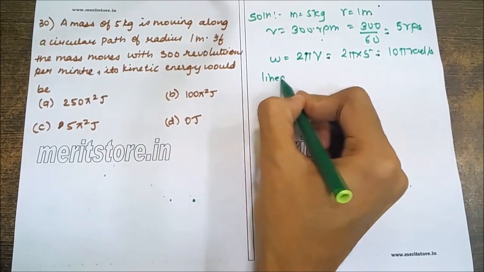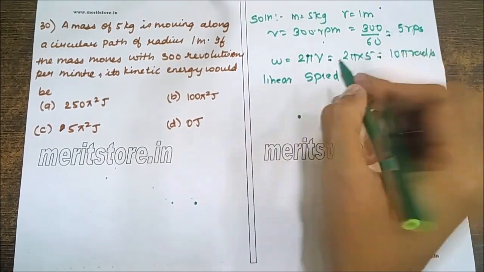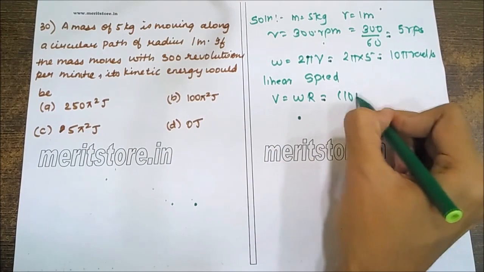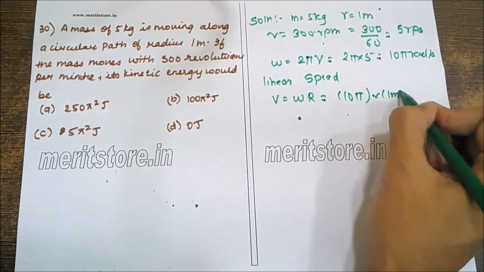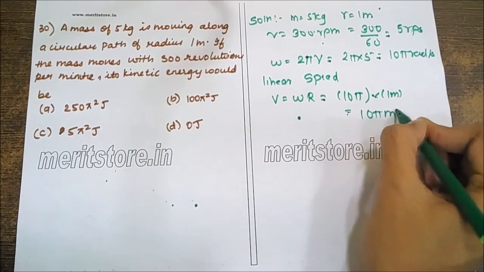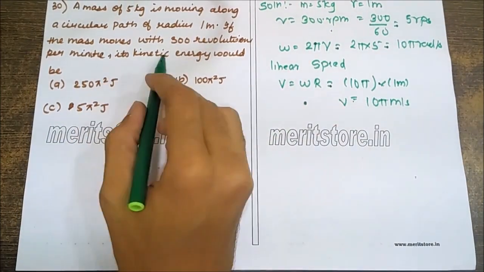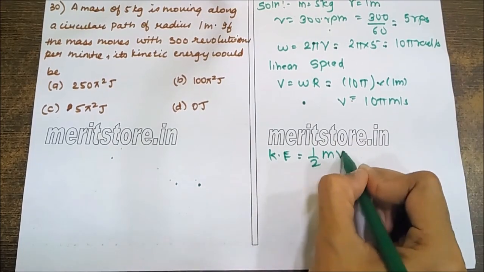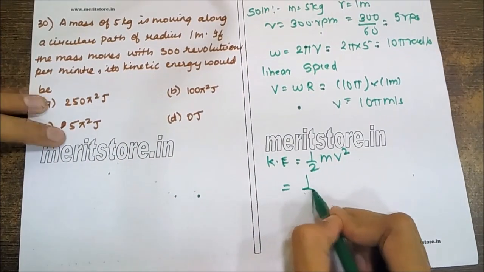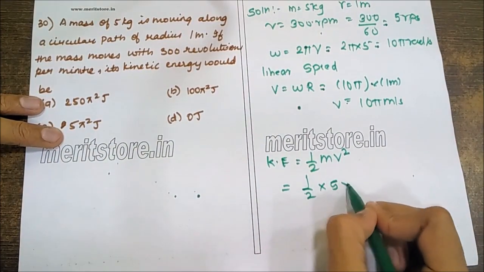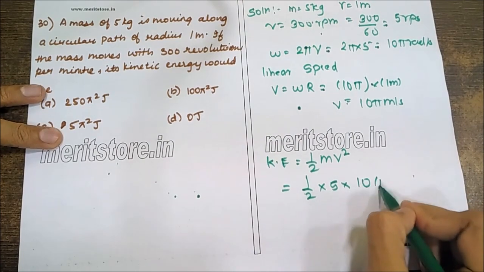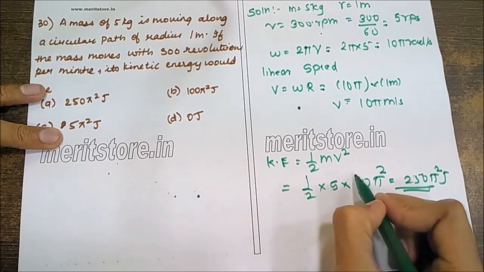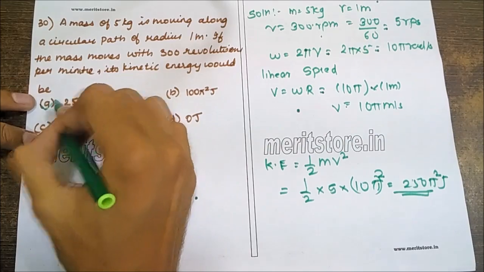Next, the linear speed is equal to the angular velocity multiplied by the radius, so that is 10 pi radians per second multiplied by 1 meter, so the linear speed is 10 pi meters per second. So we need to find the kinetic energy. Kinetic energy is equal to half m v square, so that gives half multiplied by the mass, 5 kg, multiplied by the linear velocity 10 pi squared, which is 250 pi square joules. So A is the correct option.